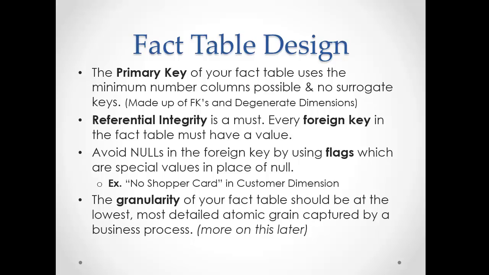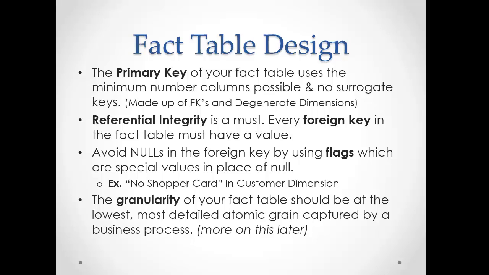Let's talk about the design of our fact table. Now, what I'm talking about when I say design of our fact table, I'm referring to how we would create this table in a relational database and set primary keys. So here's the rules of thumb. Your primary key in your fact table should have as few columns as possible, and it should not use surrogate keys. Okay. Generally, it's made up of foreign keys and what are called degenerate dimensions.